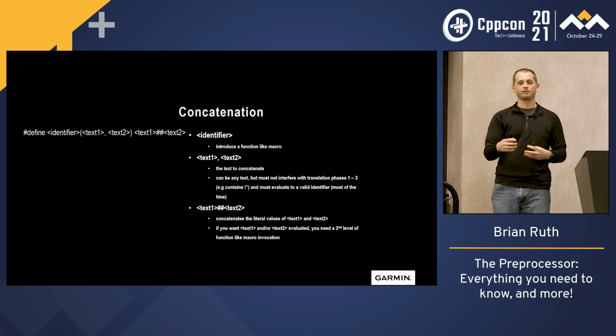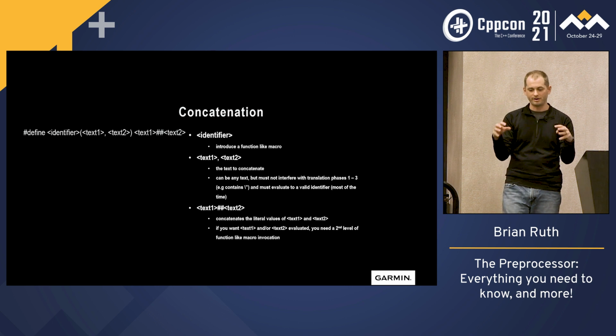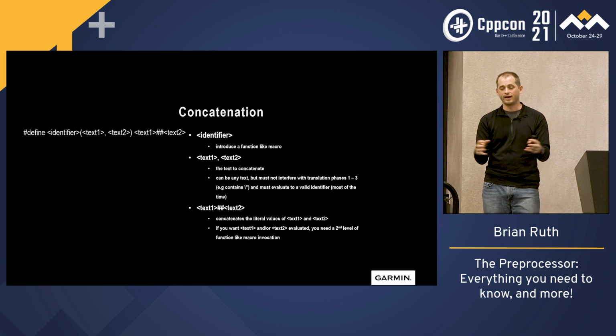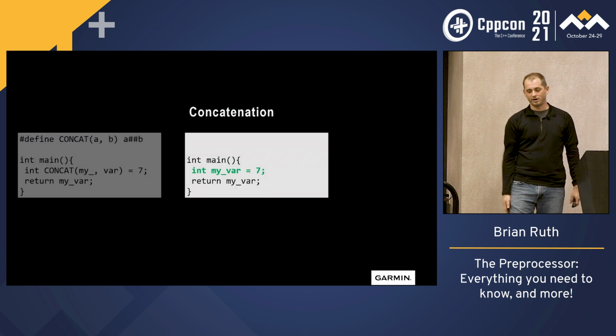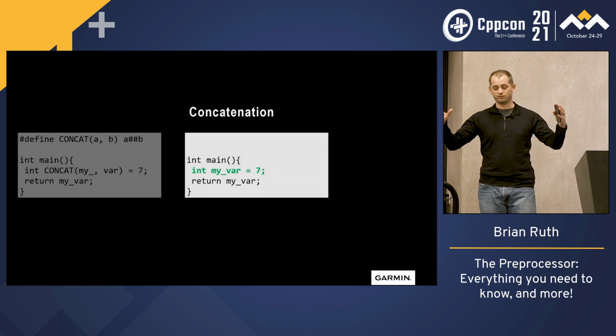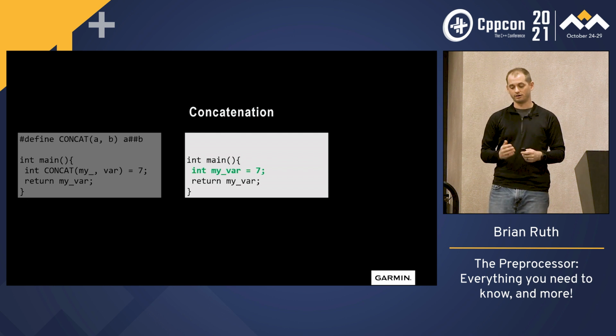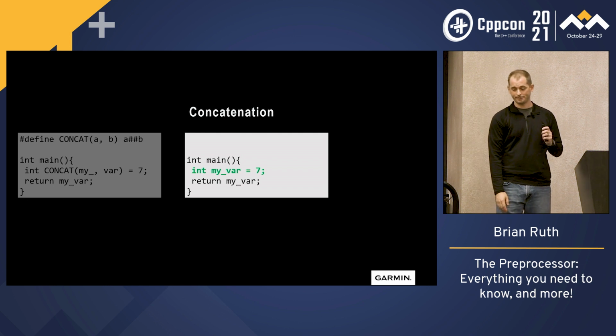And again, as with stringification, if you do want the replaced values, the macro-evaluated values, concatenated, then you do need that other level of indirection. So for that myvar, what the concat does is it takes those two strings, puts them together, and now there is where our variable is declared.